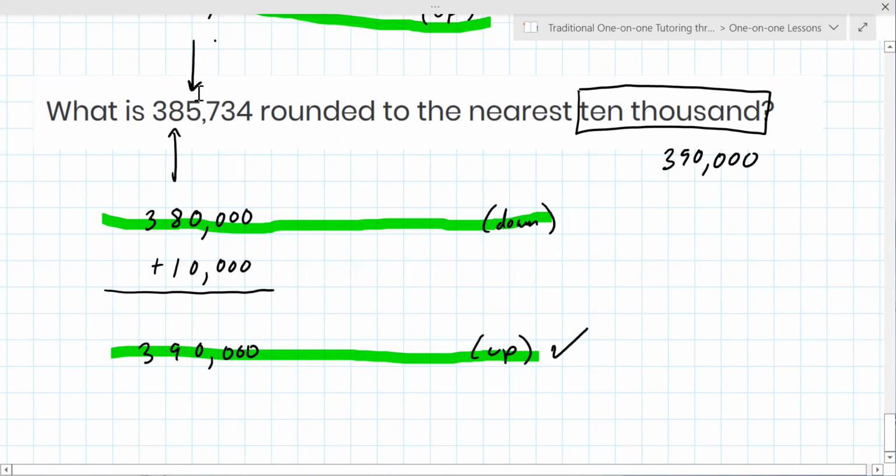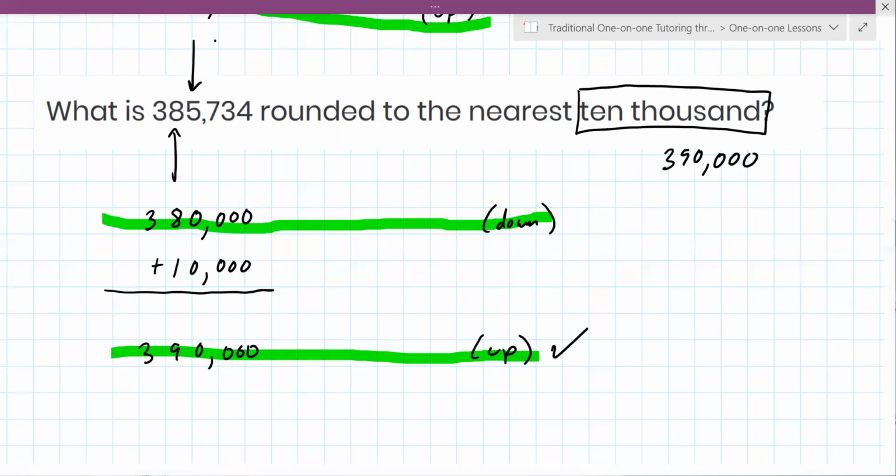The 5 goes to a 0. The one to the right of the digit you're rounding always goes to a 0. Everything to the right always goes to a 0. Okay.